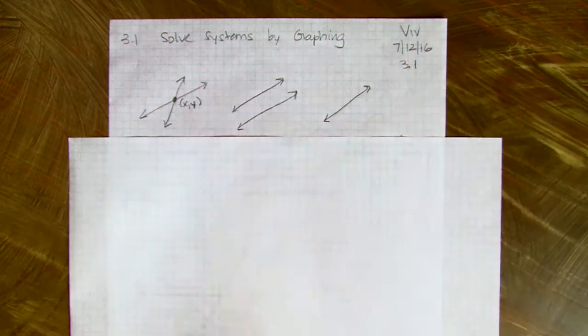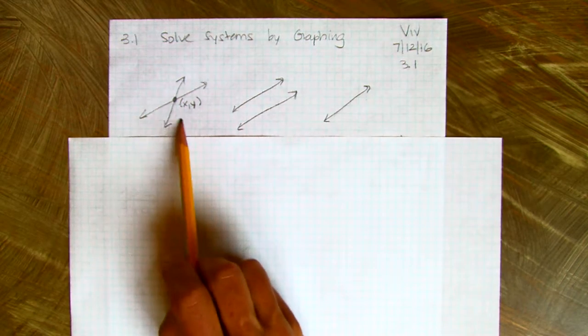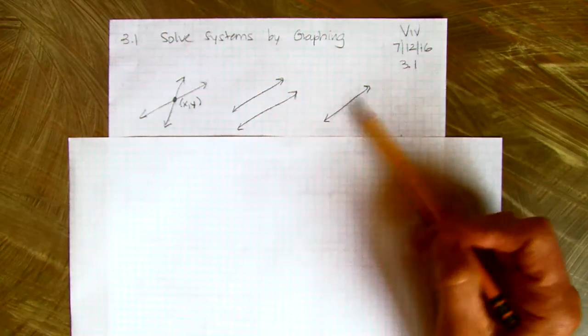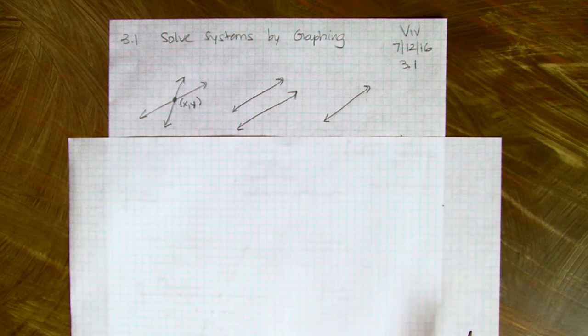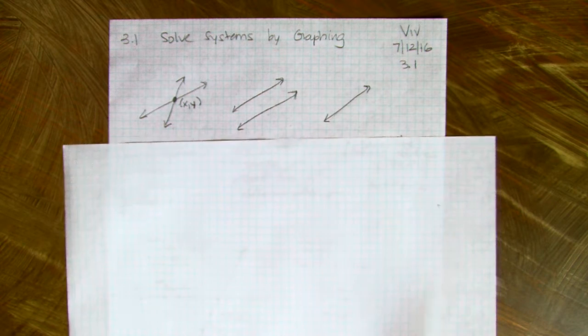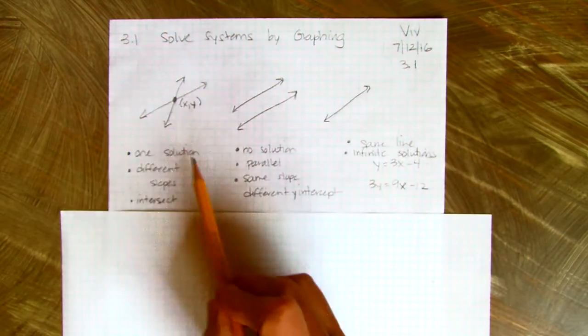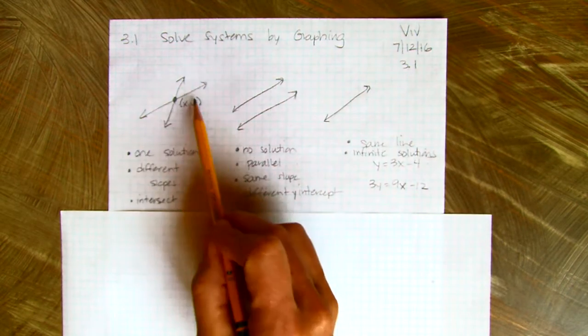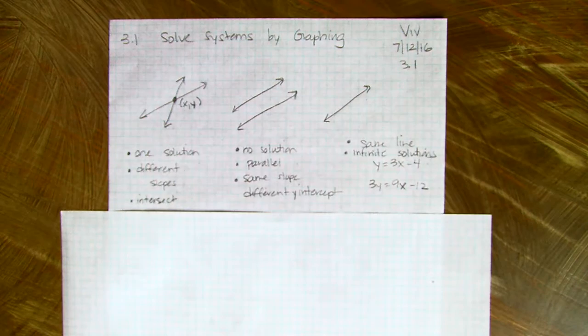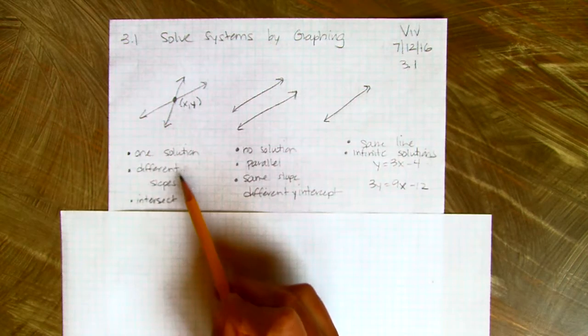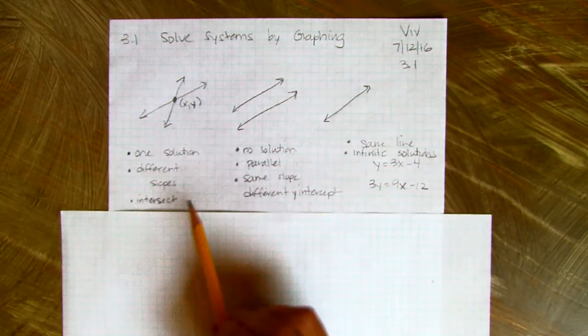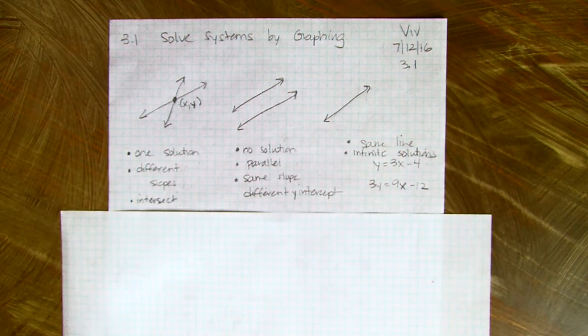So there are three scenarios that can happen when we have two lines. They might intersect, they might be parallel, or they might be the same line. What happens in each of these cases, and why? If they only intersect once, they have one solution. There is only one point that makes both equations true. When does this happen? When they have different slopes, they intersect.